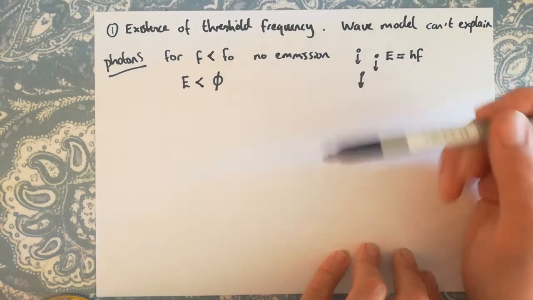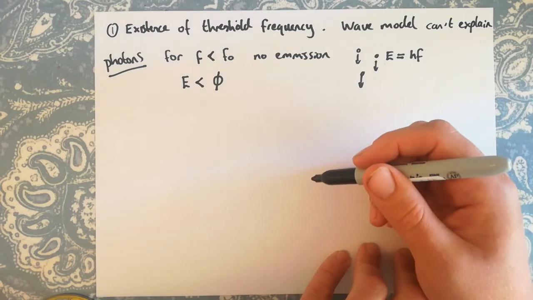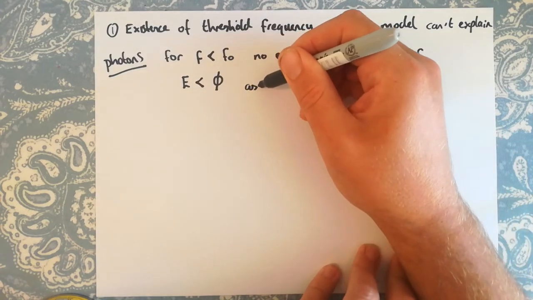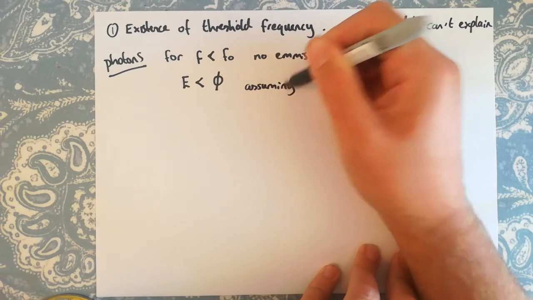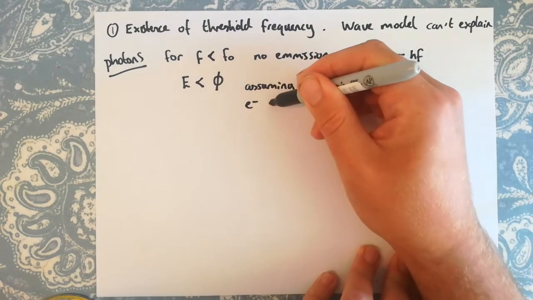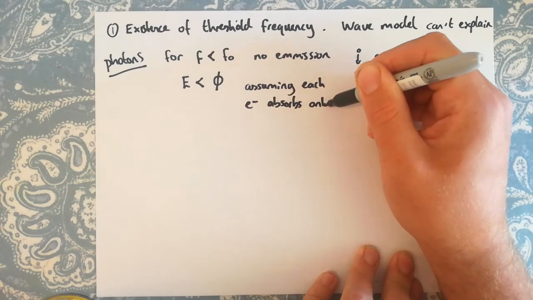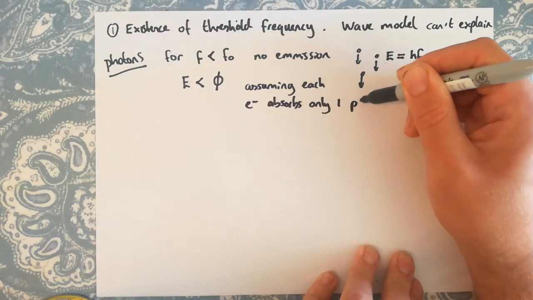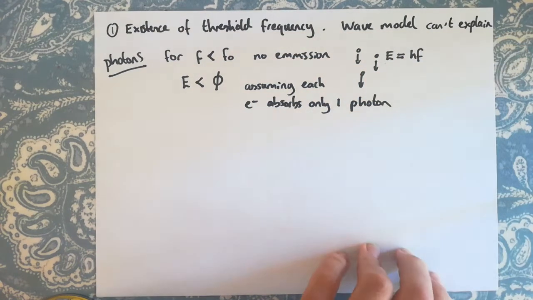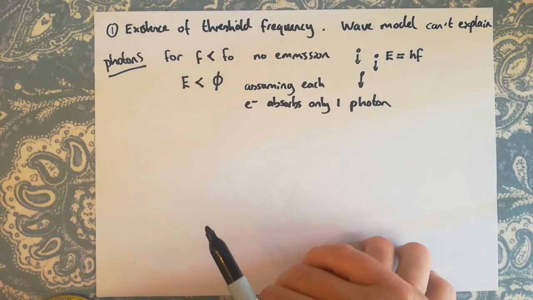We should probably make a note, there's an assumption going on here, which is a sensible assumption. We're assuming that each electron absorbs only one photon. So in other words, it's very unlikely that two photons are going to hit an electron and be absorbed by an electron within a certain small amount of time.